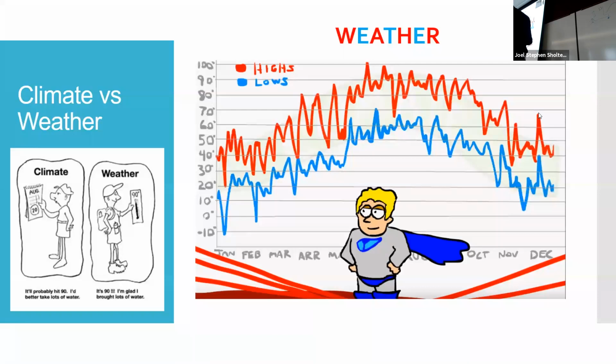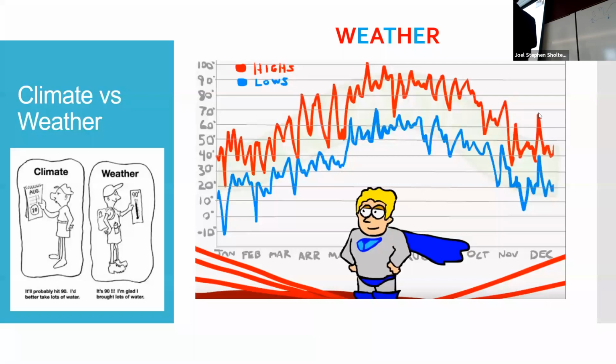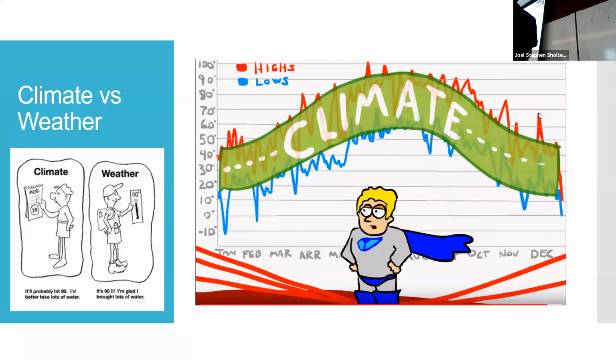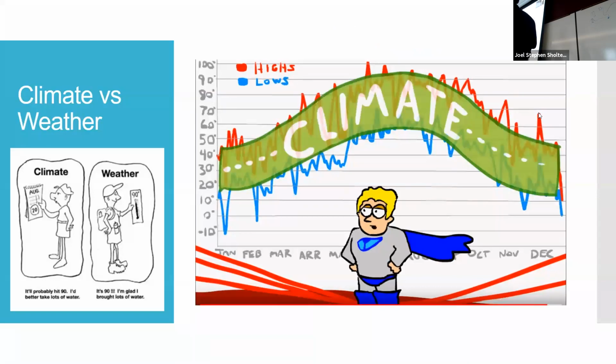So this variability is our weather. If you take the trend line through here, that's your climate. So weather, climate. And highs and lows: what's the high temperature for this month? What's the low temperature for this month?